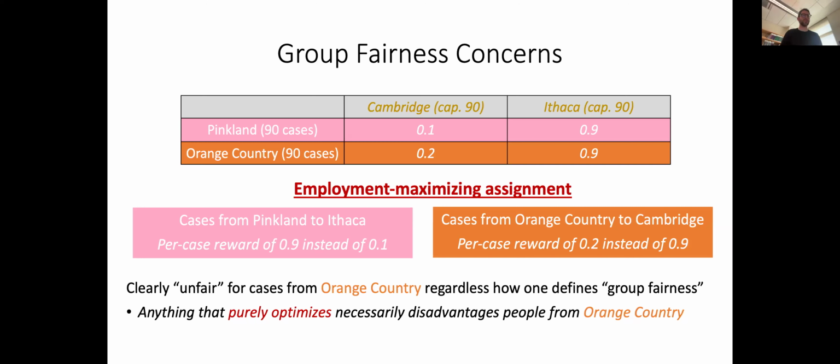Now, one driving motivation that has really been a focus of our work throughout is that we don't really want to define fairness in this work. But in particular, we also don't want to define group fairness. If we think about country of origin here as groups, but for any definition of fairness that could be binding, it seems like this solution would be unfair because the pink land cases get all of the good capacity and the orange country cases get none of the good capacity. So anything that purely optimizes will necessarily disadvantage these people from orange country.